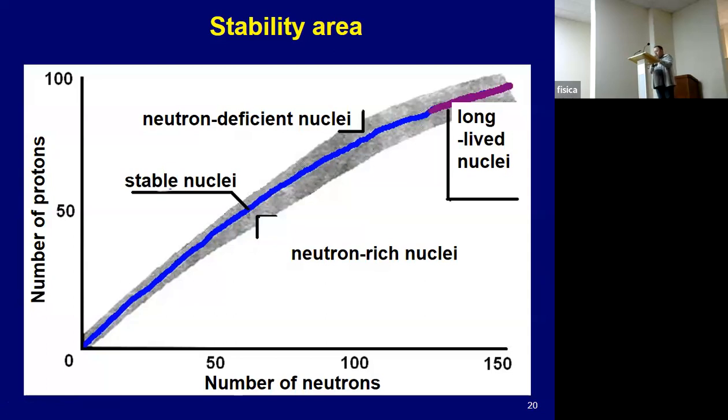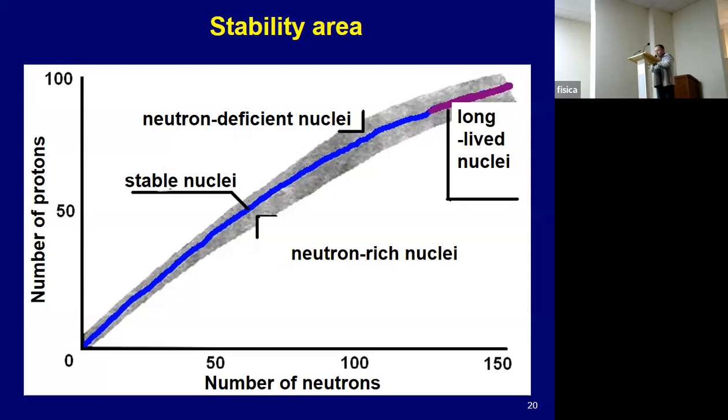Starting with A greater than 40, usually the number of neutrons is bigger than the number of protons. It must be emphasized that all nuclei with charge number greater than 83, after bismuth, are unstable. And in addition, nuclei with charge number 43, technetium, and 61, promethium, also do not have a single stable isotope.